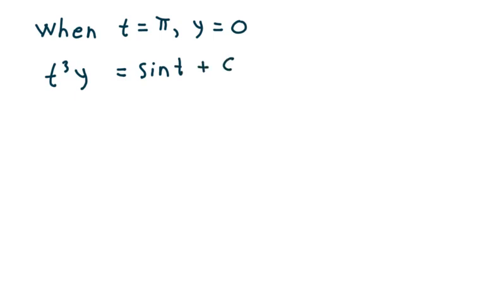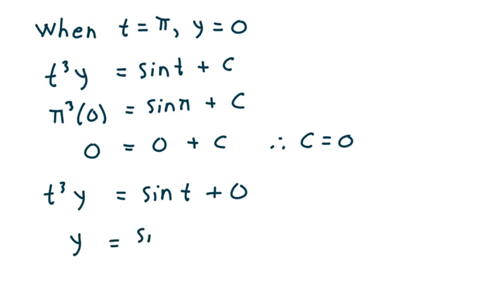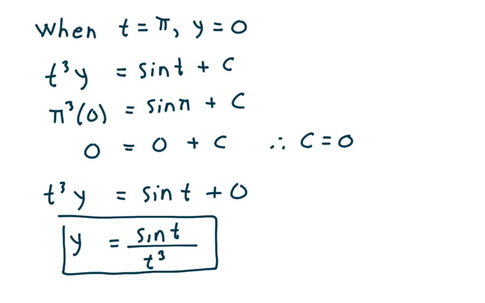And so I'm going to plug in my info. I'm going to get pi cubed times 0 is equal to sine of pi plus c. But the left side is 0, sine of pi is 0, and then we add c. And so therefore, c is 0. And so what that says is t cubed y is equal to sine t plus, well, in a sense, 0, right? And so y is going to be sine t divided by t to the third. And that would be the solution for example 2.